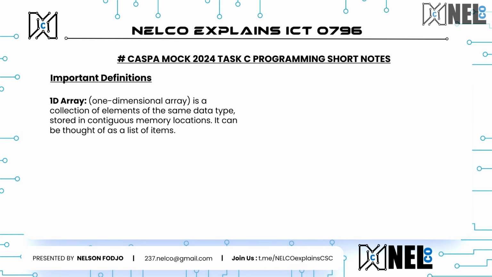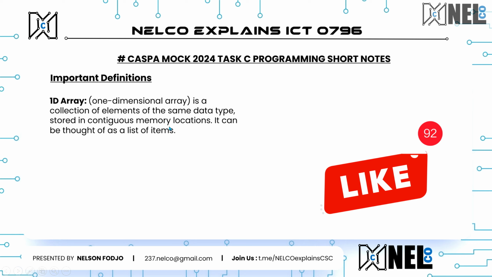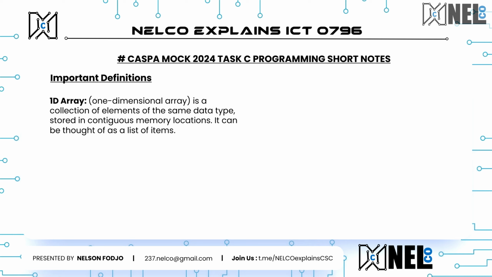One thing you should know is an array, or let's start with a one-dimensional array, is a collection of elements of the same data type stored in contiguous memory locations. It can be thought of as a list of items. When you have a list of items of the same data type, let's say integers here, a group of items belonging to the same family, it is considered an array.